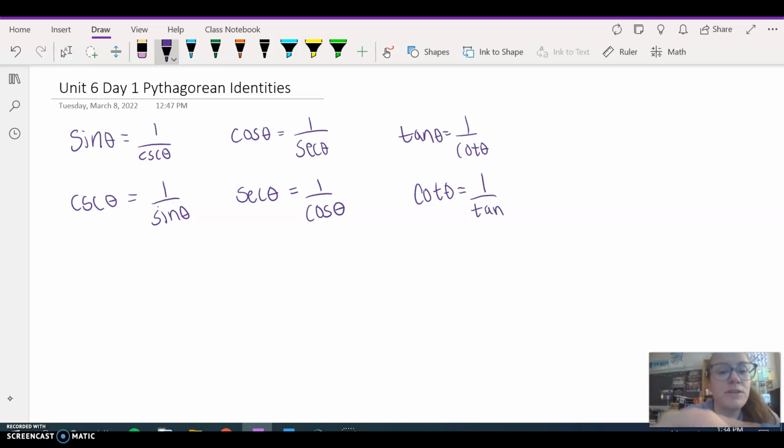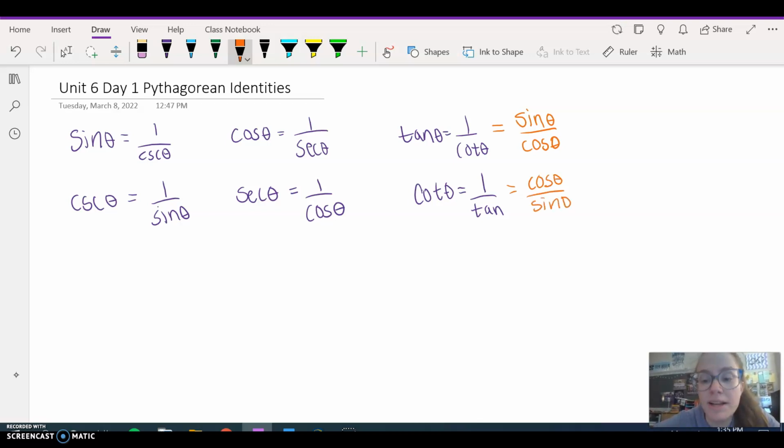Now, tangent and cotangent have two other identities that we're going to talk about. Tangent can also be the same thing as sine theta divided by cosine theta. And then since cotangent is the reciprocal of tangent, it's also the reciprocal of sine over cosine, so it's cosine over sine. Those are all the identities we should have already seen. Now that's going to help us create all the other Pythagorean identities.